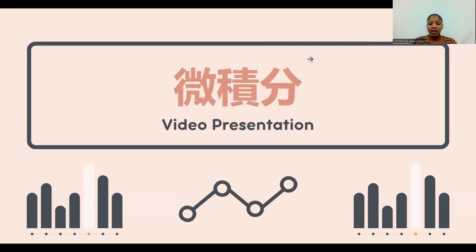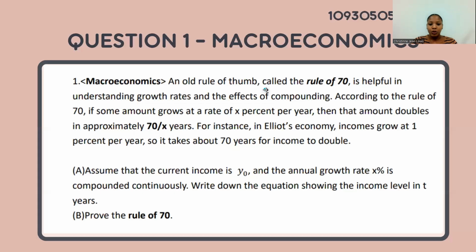I'll be presenting on the first question. So the first question is basically about the rule of 70, which states that an amount will double in approximately 70 over X years. Now, let's assume that we have the current income, which is Y0, and the annual growth rate is X%. And this annual growth rate is compounded continuously.